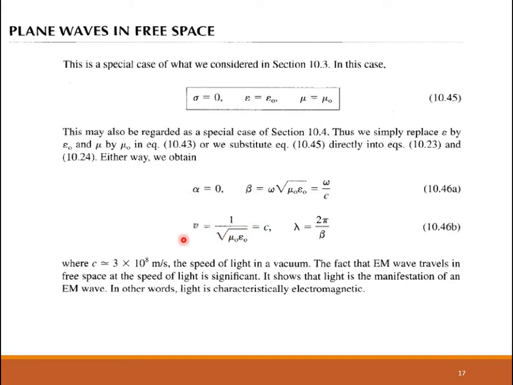So what do you understand from this? When a plane wave propagates in free space, it travels with the speed of light. So it shows that light is the manifestation. This is how we can justify that light is an electromagnetic wave. Because light is an electromagnetic wave that propagates in vacuum, a plane wave propagating in vacuum has the same speed as that of light. So that is how we justify that light is characteristically electromagnetic. Then the expression for the wavelength, again 2 pi by beta.